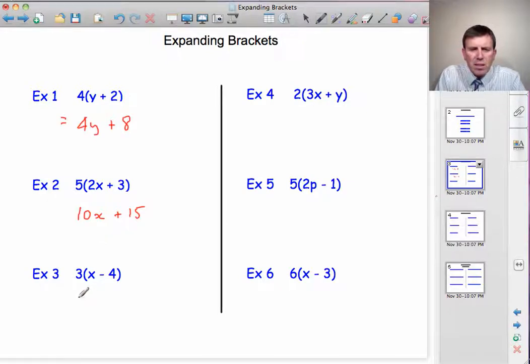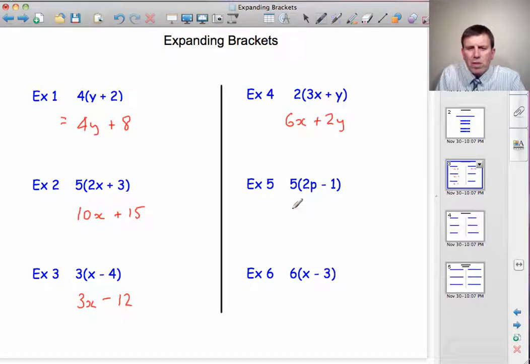3 times x is 3x. Now what's 3 times minus 4? Well, I'm multiplying this minus 4 by a positive number, so it doesn't change. The sign stays exactly the same. 3 4s are 12, so that gives me 3x minus 12. Number 4. 2 times 3x, that's 2 lots of 3x, is 6x. The numbers get multiplied together and the x stays there. 2 times plus y is plus 2y. Again, the sign will stay exactly the same.